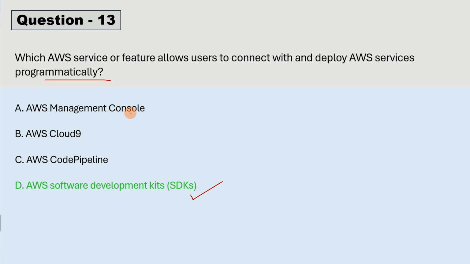And why is not this one? Because it will just navigate you through the console. You will not deploy the resources programmatically. So this is not correct. Cloud 9 uses an IDE. It will also not be correct. Now AWS Code Pipeline, it will use CI/CD. So it is also not correct. Only AWS Software Development Kit will be the correct answer here, because it will help you to deploy programmatically.